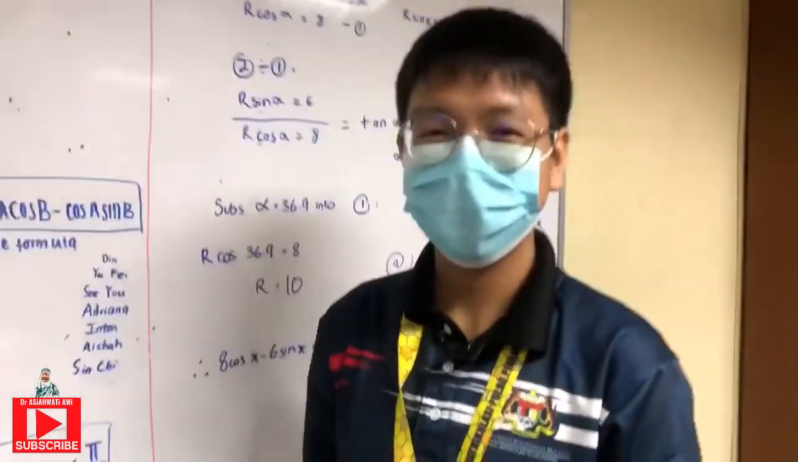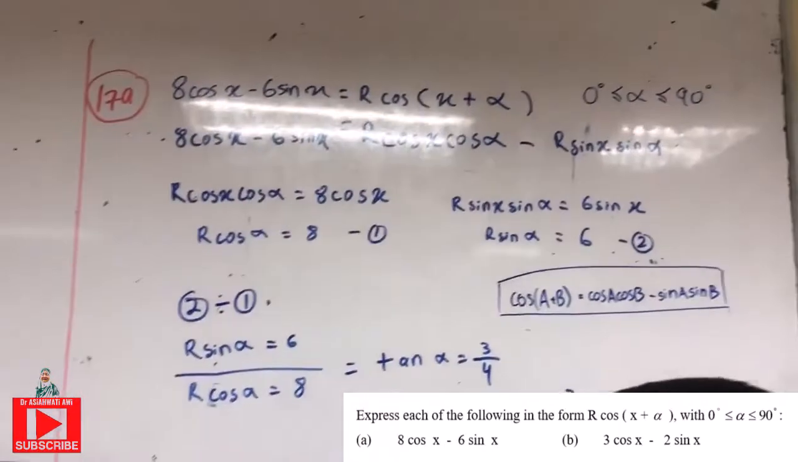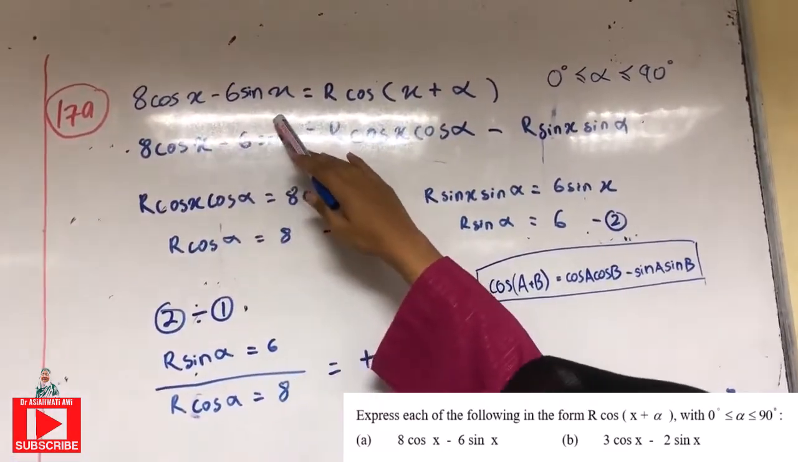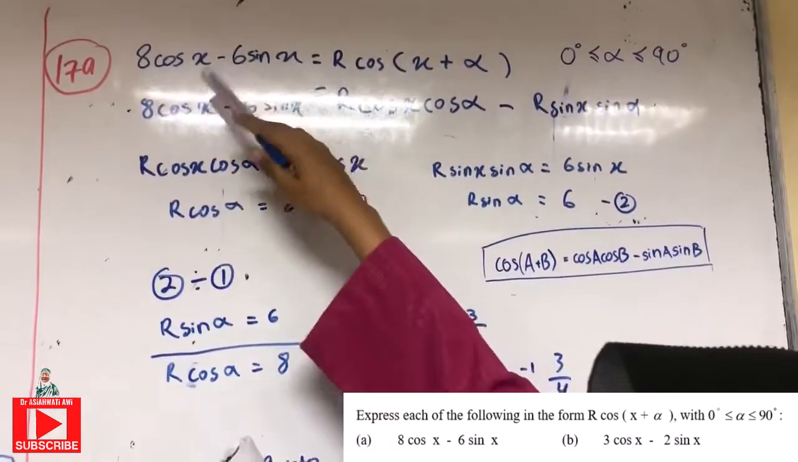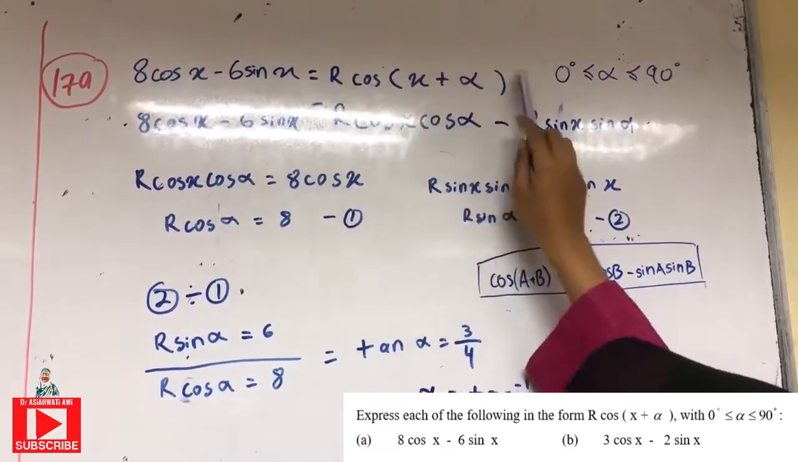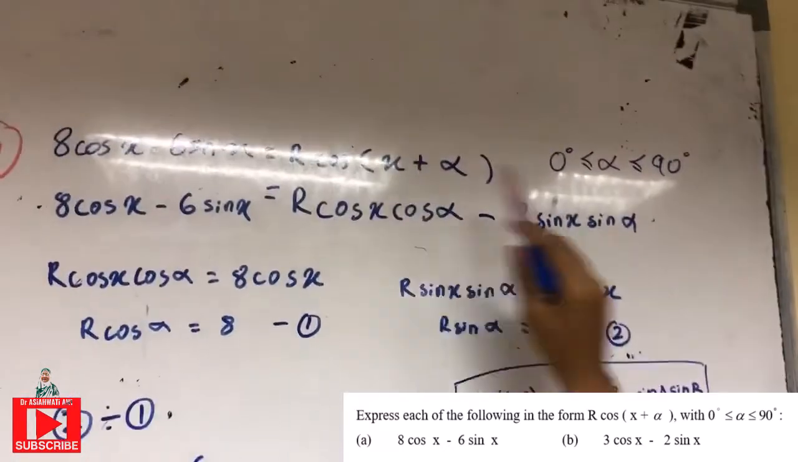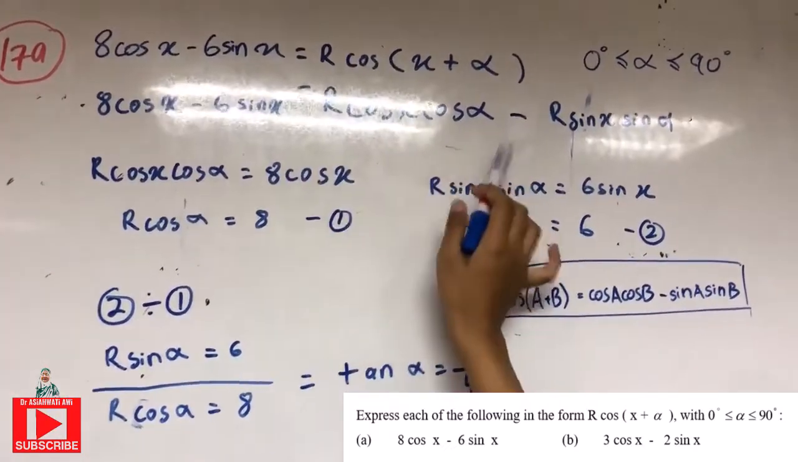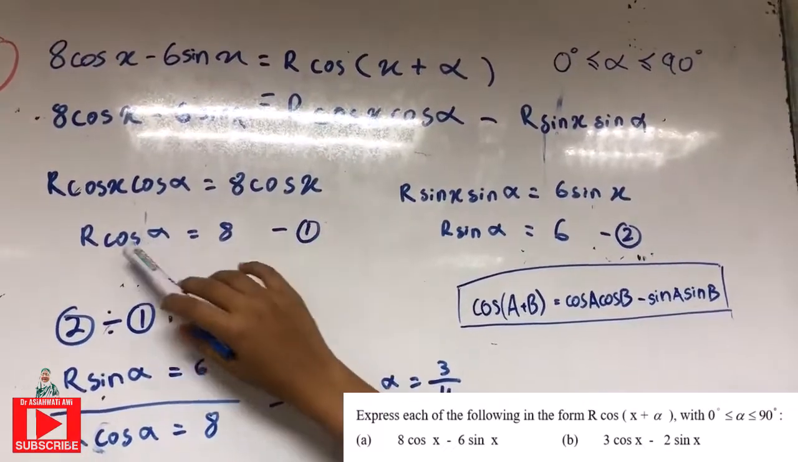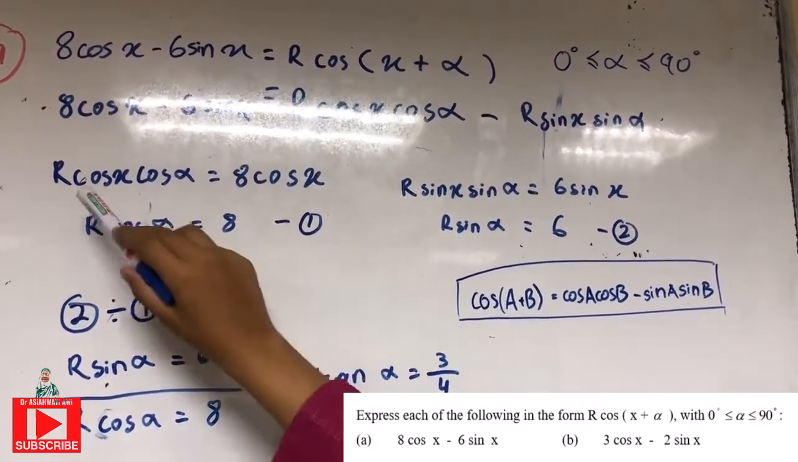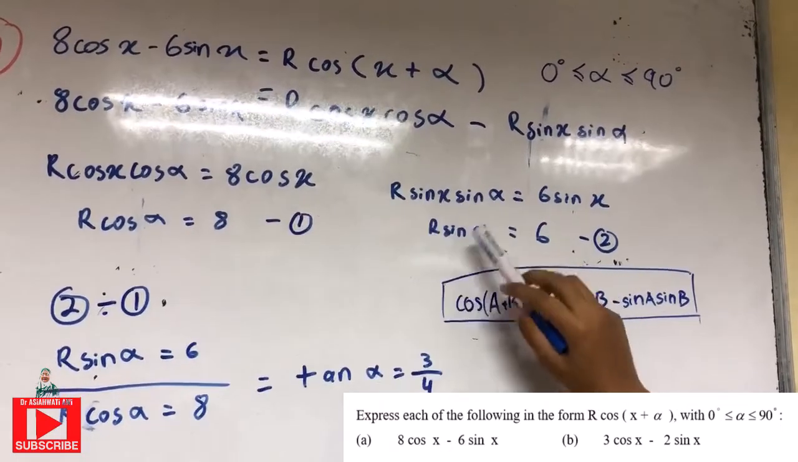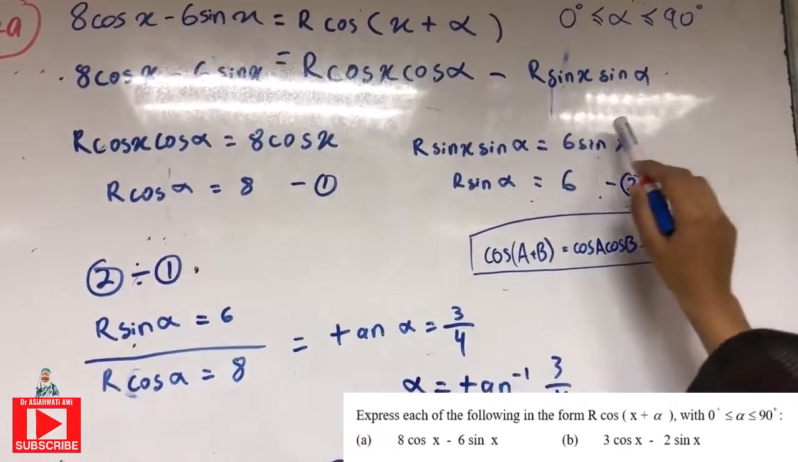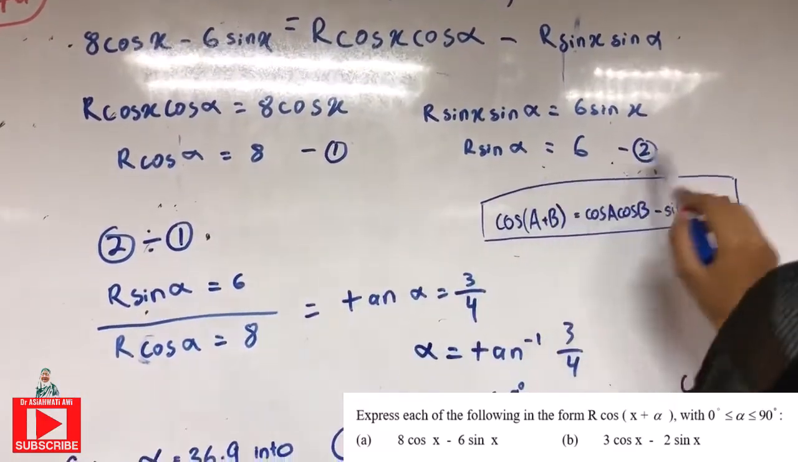Okay. This is question 17A. Given 8 cos x minus 6 sin x, we have to solve this into this form. And then yang ni kita boleh expand using the compound angle formula. We get this, and then we have to compare the right and the left side. Where we will get our r cos alpha equals 8 as we just cancel the cos x. Okay, and then for the sine, we get r sine alpha equals 6. Same thing, we just cancel the sine x. So this is the first equation, and this is the second equation.